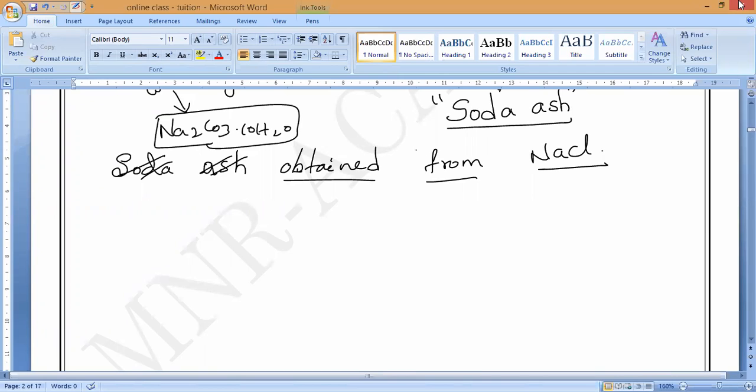Now, let us go ahead. Are you understanding? Yalini, now you can study. What is the production of washing soda? All of you keep heading: production of washing soda.